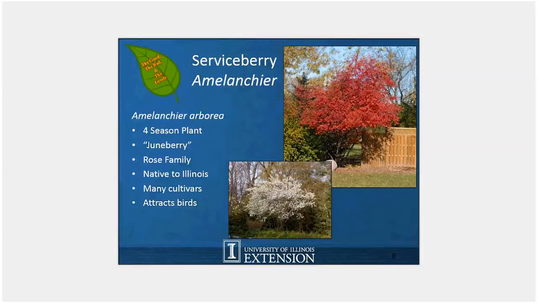So our first alternative suggestion here is serviceberry. And why we like this plant so much is it's considered a 4-season plant. And 4-season means it has something of interest during each one of the seasons, spring, summer, fall, and winter. This is also called Juneberry. It's a small tree that can get 20 feet tall, average, but can range from 15 to 25 feet tall. What's an added bonus is the fruits are not only edible to humans, but also to wildlife.